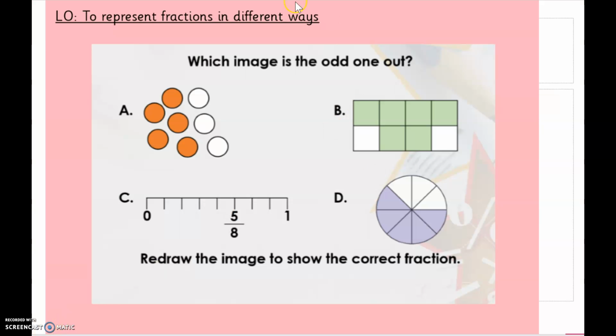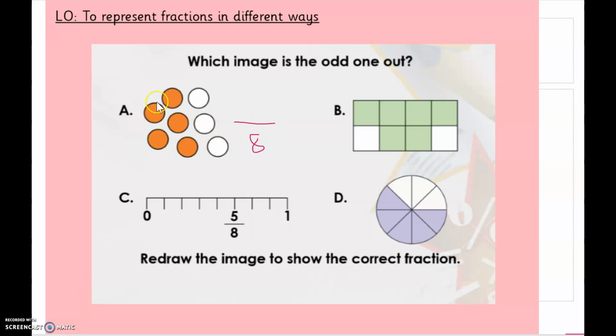So just before you go on to do your think, explain and solve questions, I wanted to have a go at doing one together. On the board you can quite clearly see it says which image is the odd one out, A, B, C, D or E. First things first, we have to work out what fraction is being represented with each one. So let's have a look. 1, 2, 3, 4, 5, 6, 7, 8. We know it's out of 8.